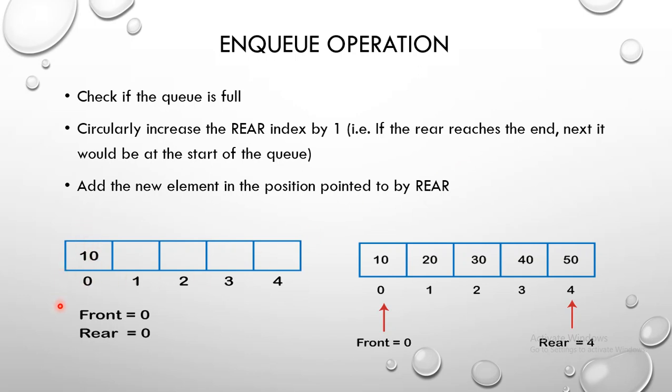At initiation, the rear pointer will be pointing to -1 and the front pointer will be pointing to 0. If I come with the value 10 to insert, the rear pointer will circularly increase and point to index 0, and then I will add the value, suppose 10. After the first insertion, my front will be pointing to 0 and rear will be pointing to 0. Similarly, if I want to insert more elements, my rear will increase and I will insert one more element. If I insert all the elements in the queue, then front is pointing to 0 and rear is pointing to 4.